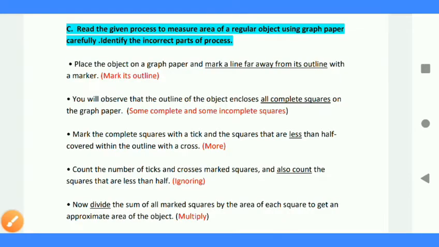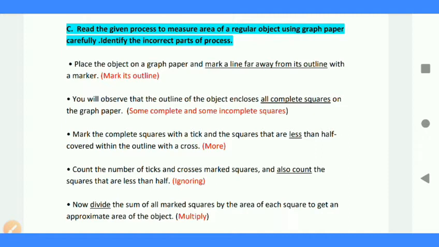Question number C. Read the given process to measure the area of a regular object using graph paper carefully. Identify the incorrect parts of the process. So students, here we have some points written related to how we can measure area by using graph paper, and there are a few words or half lines that are wrong, so we have to correct the incorrect statements.